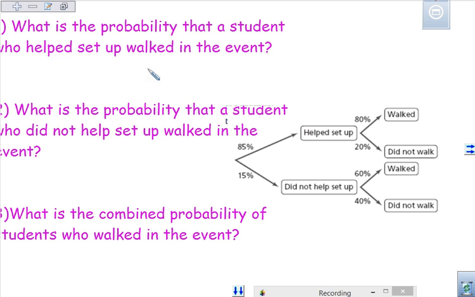So we're asking, what is the probability that a student who helped walk in the event also helped set up? So out of all of those who set up, what is the probability that they walked? That means our student would follow this path where they helped set up and they walked. So what we're going to do is we're going to take 85% times 80%, which gives us 68%.